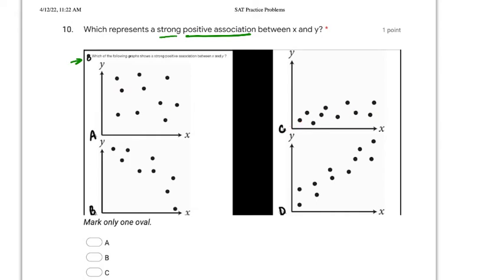This is kind of a linear positive correlation, but see, it kind of curves a little bit here. This one is a strong correlation going up this way, but this is a negative slope, and we want positive. And so it's clearly D here. That has a positive slope. Everything's tight together, so it's a strong positive. Positive slope, positive association.